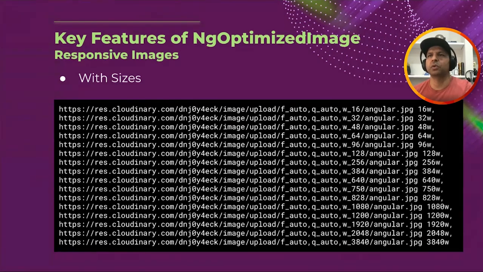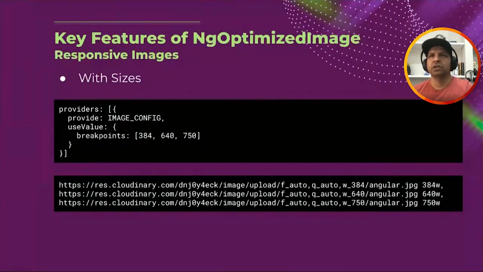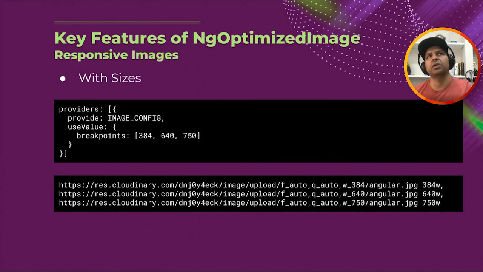And if you only support a subset of breakpoints, then you can customize the list by providing the image config DI token to your provider. So you don't need to necessarily use all of these. Here's an example. Here I'm setting the breakpoints to just 3 values, and you can see that the generated srcset is automatically only for those 3 sizes, right? And you can also define your own srcsets if you wanted to, using the ngSrcset attribute directly on the element itself.